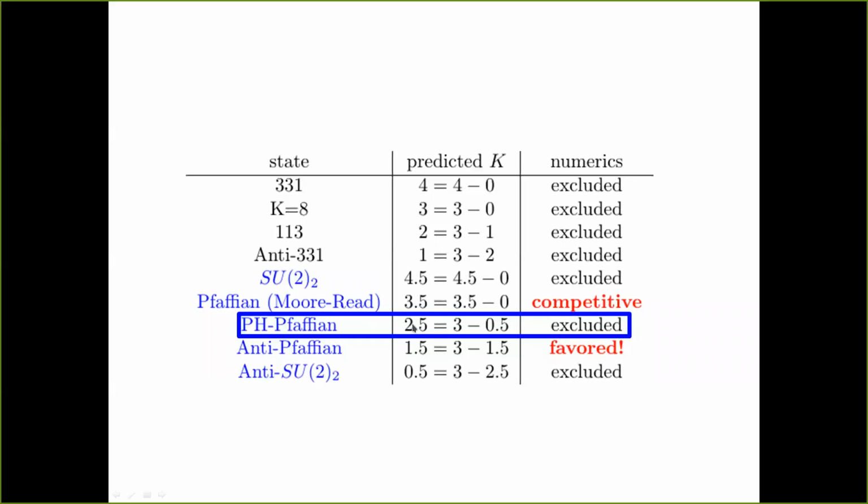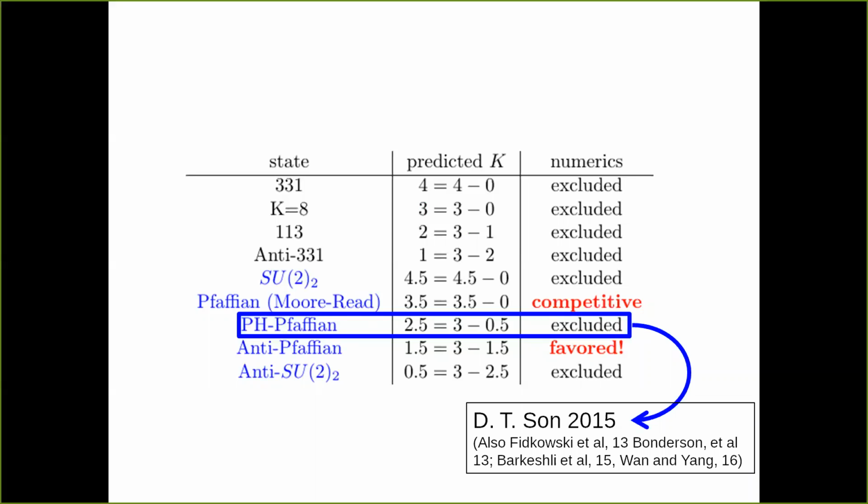So we're getting this other thing, 2.5, which seems to be out of the question given the numerics that have been done. Now, I should give credit to the people who thought up this thing, the PH Pfaffian. It was thought up by Son, but it was based on earlier work by Fitkowski, also Bonderson and Berkeshly, and Wan and Yang. It's basically a sort of particle hole symmetrized version of the Pfaffian and the Anti-Pfaffian. It can be thought of as a different pairing symmetry of the Pfaffian. The Pfaffian is perfectly particle hole symmetric, which is what the PH stands for, particle hole symmetric version of the Pfaffian.